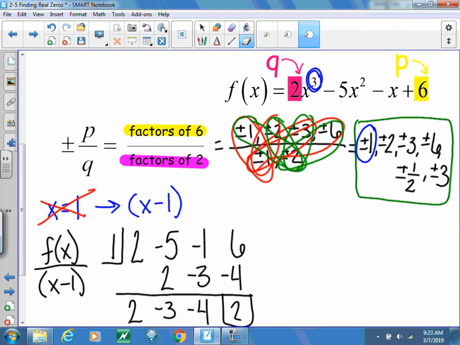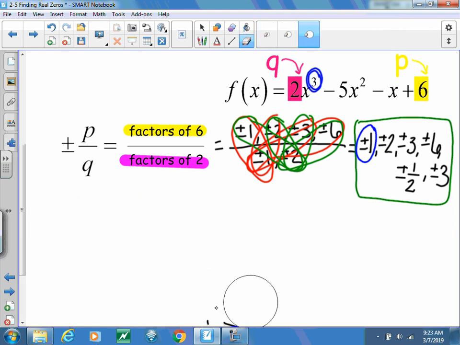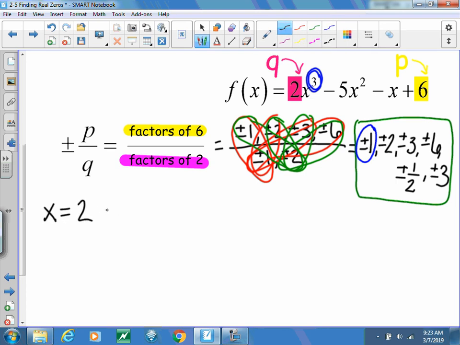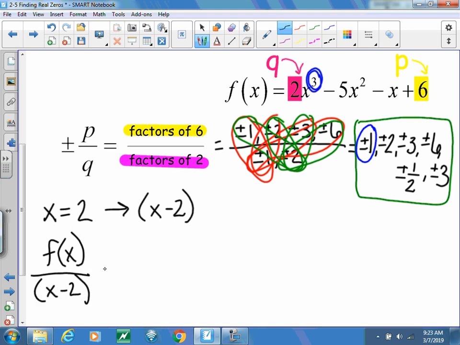So now I got to go back to the drawing board. So I'm just going to go ahead and erase this here. And let's just try positive 2. Okay. So I'm going to let x equal positive 2. So the factor that's associated with that is x minus 2. So now I'm going to take f of x, and I'm going to divide it by x minus 2.